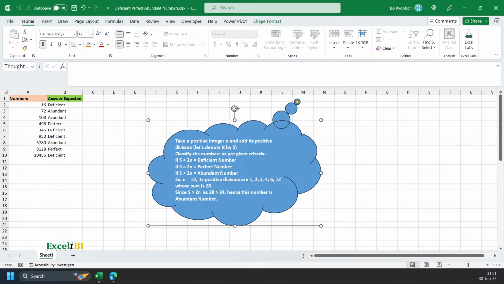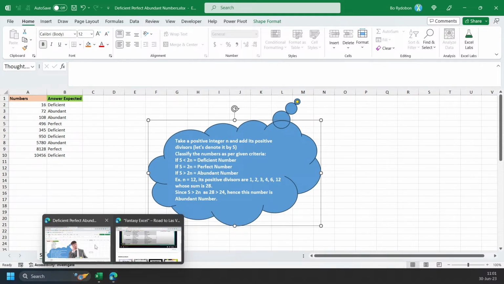So positive integer, and positive integer and add positive divisor as less than n, less than 2n. What? N is positive divisor. Not understand. Okay, I just have to.